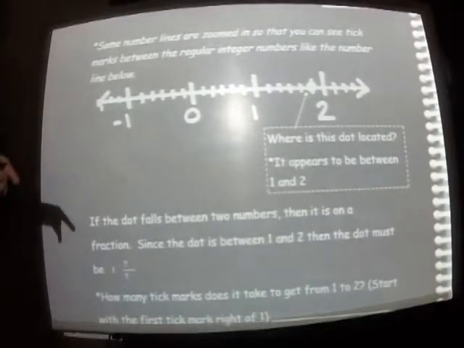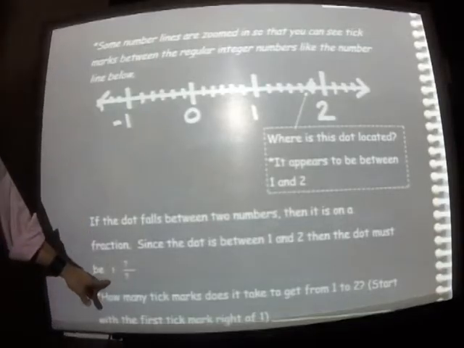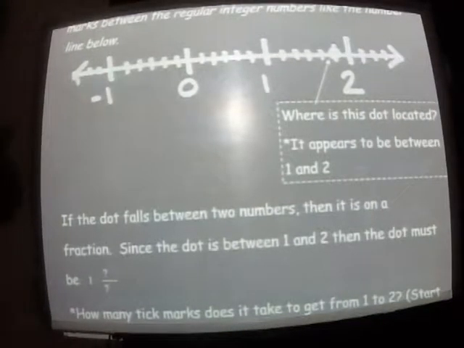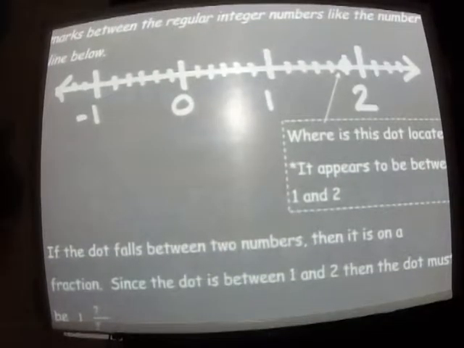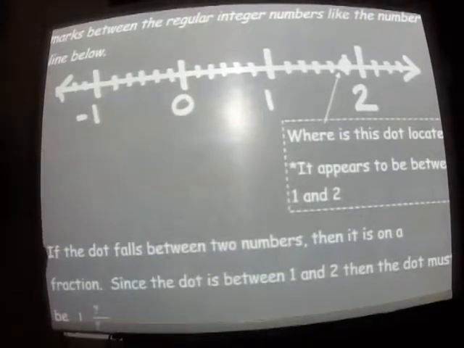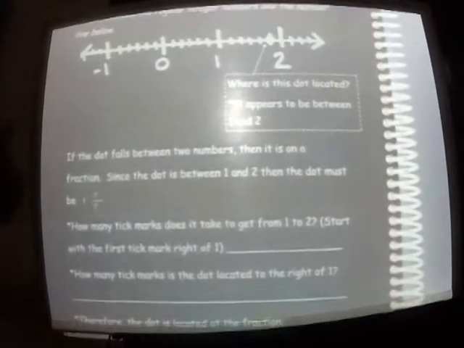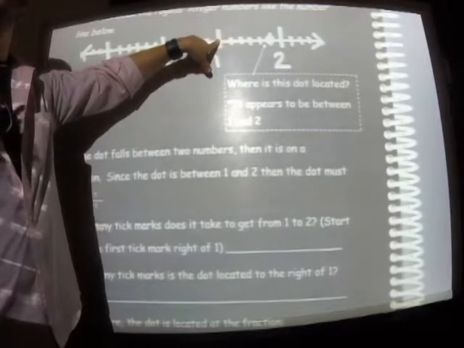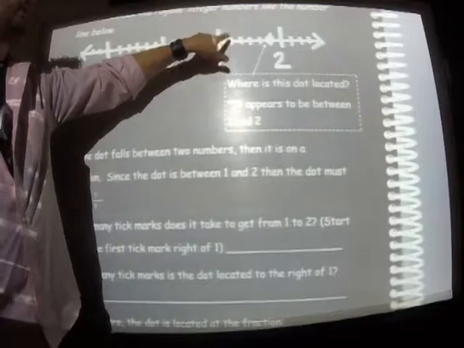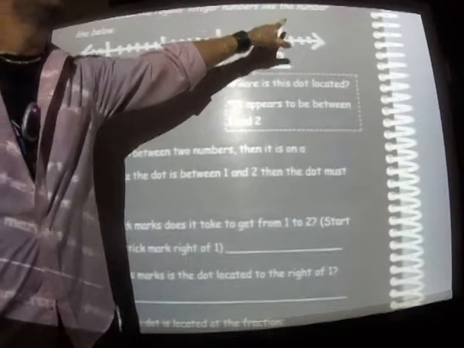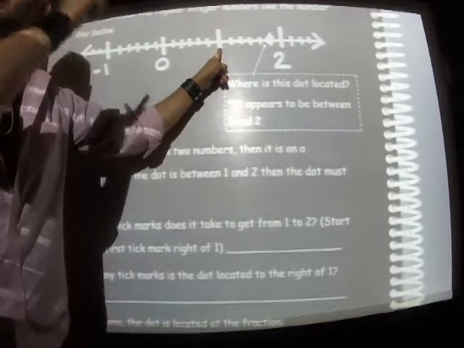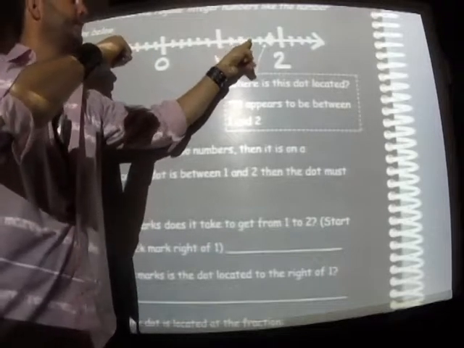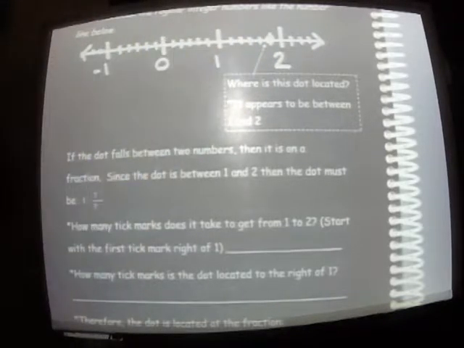Since this dot is between 1 and 2, we're going to say it's 1 and something over something. The something over something is the fraction, and we've got to figure that out. So the first question is, how many tick marks does it take to get from 1 to 2? Start with the first tick mark from 1, so don't count this one. How many tick marks does it take to get to 2? 6. Put your finger here and don't count this one, and you go 1, 2, 3, 4, 5, 6.